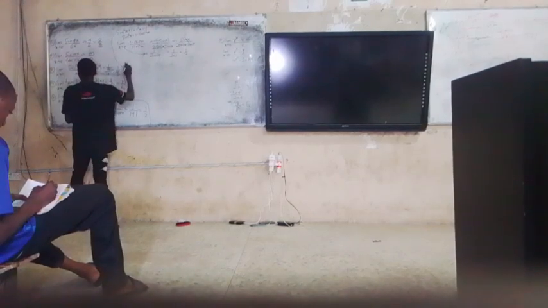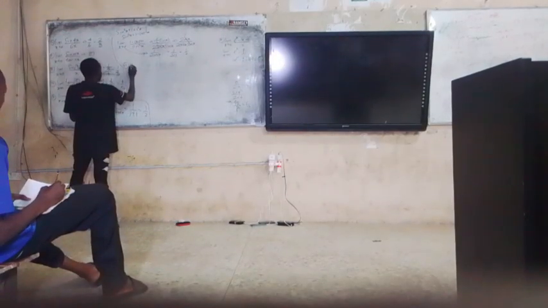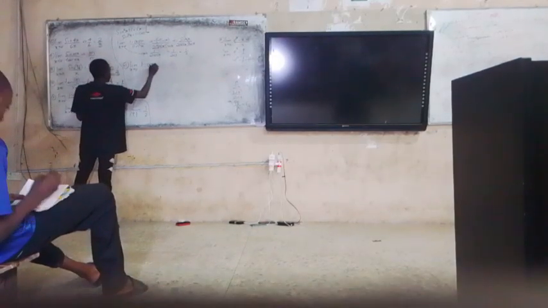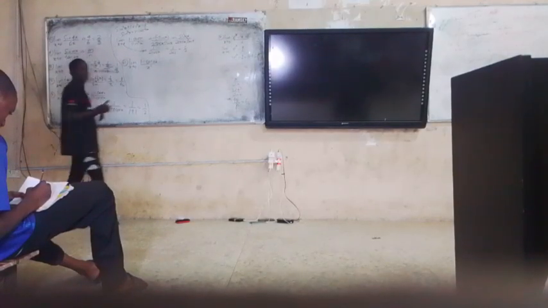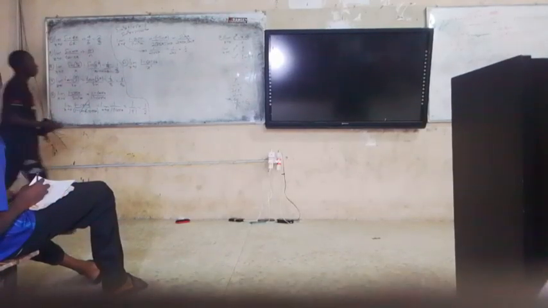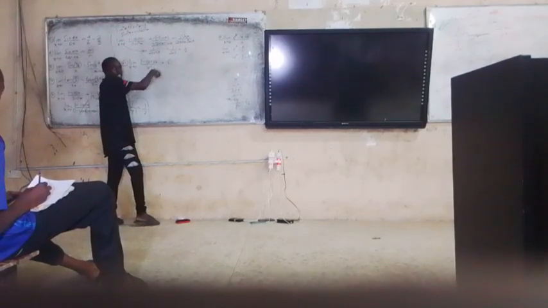1 minus cos 3x all over x squared. If you look at this one now, you observe that plugging in 0 is the problem. So let's do L'Hôpital's rule. If you differentiate this, minus, differentiate cos 3x, what do I have? Minus minus 3 sine 3x, all over 2x. By the time you expand, you have 3 sine 3x all over 2x.